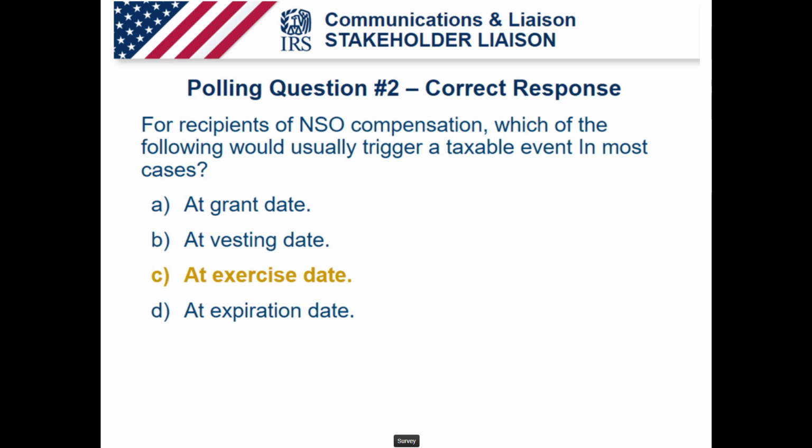Sure, Yvette. When you're dealing with NSOs, the vesting occurs at the exercise date. If anyone chose the grant date, that only applies if the fair market value is ascertainable. Otherwise, it's the exercise date. And the vesting date would only apply if it's an RSU. So hopefully that helps.